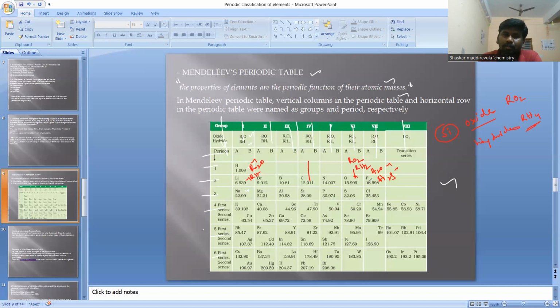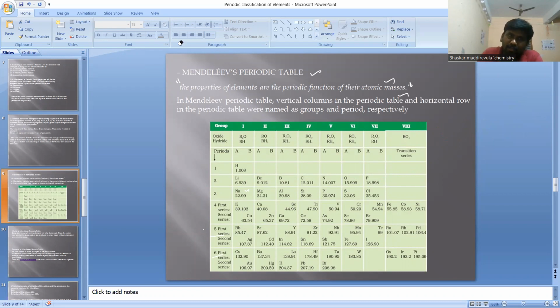Here also you can see the periods and columns. Now in the same way, we'll go through some merits and demerits. In the Mendeleev periodic table, there are many achievements, and at the same time there are some limitations. The main achievement is that it is a somewhat acceptable periodic table. But here also, you can see the main features: he left some gaps.